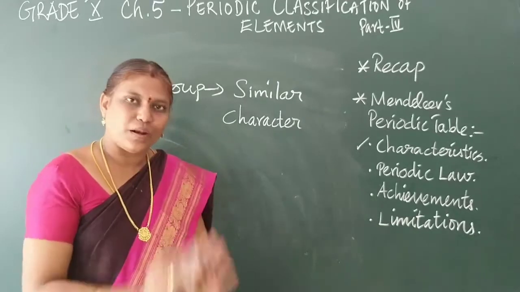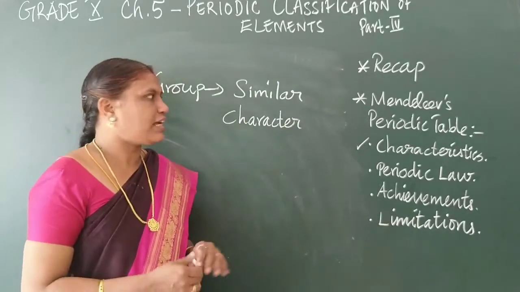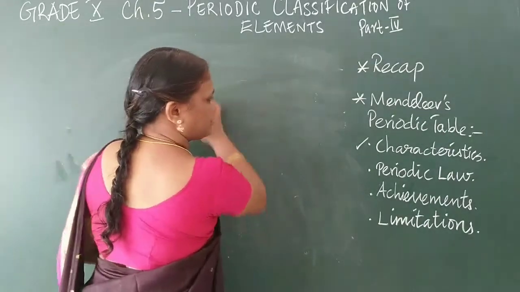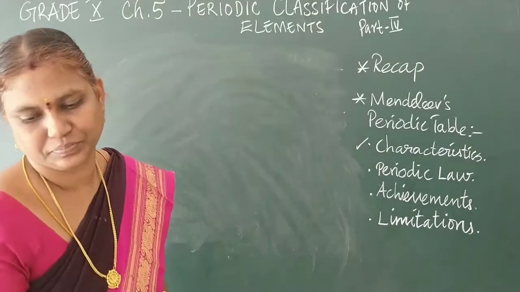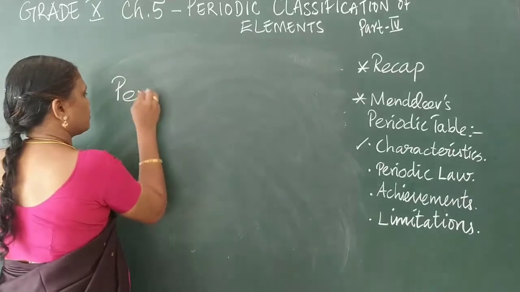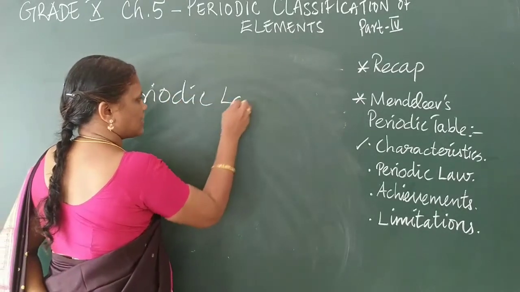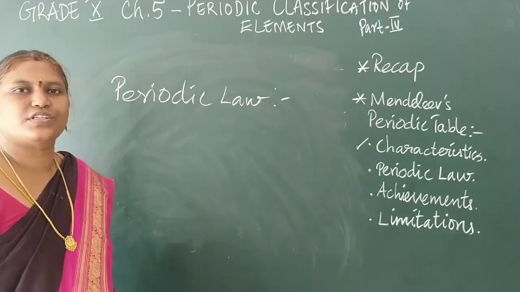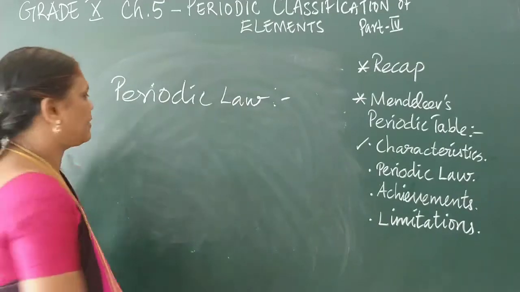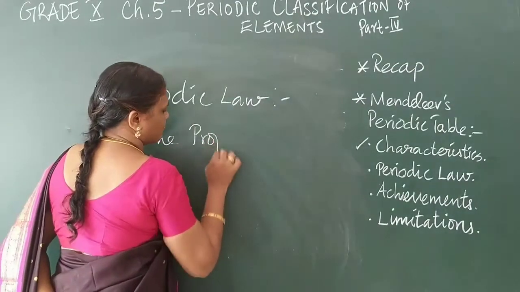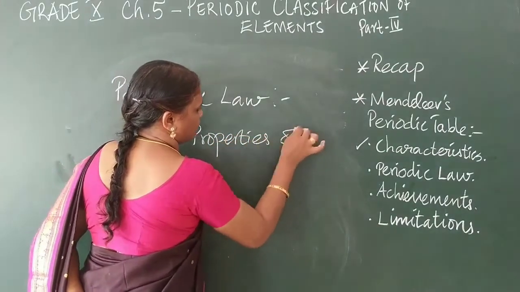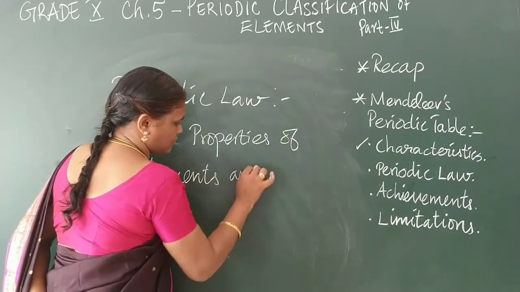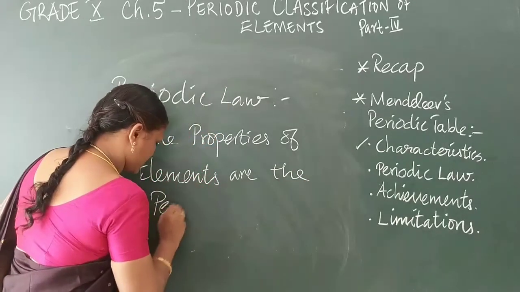Let us see in detail one by one in the modern periodic table. These are the characteristics of Mendeleev's periodic table. What is the periodic law? Periodic law is very important. In the last class I told you, no? The properties of elements are the periodic function of their atomic masses.